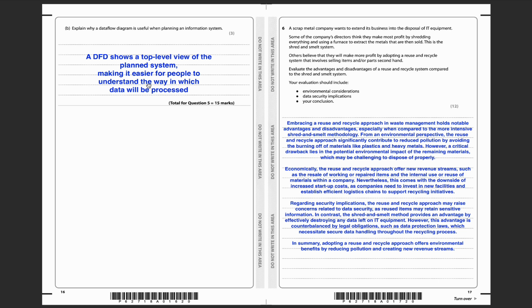Others believe that they will make more profit by adopting a reuse and recycle system. So the other option is they can use a recycle way, and then sell items or parts second hand. Evaluate the advantages and disadvantages of a reuse and recycle system compared to the shred and smelt system. Your evaluation should include environmental considerations, data security implications, and your conclusion.